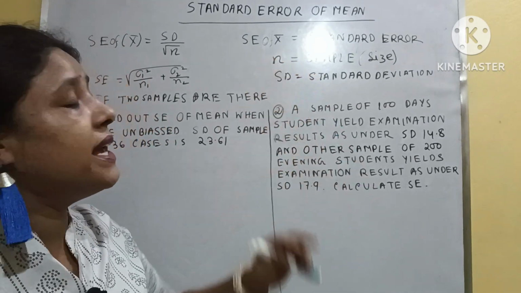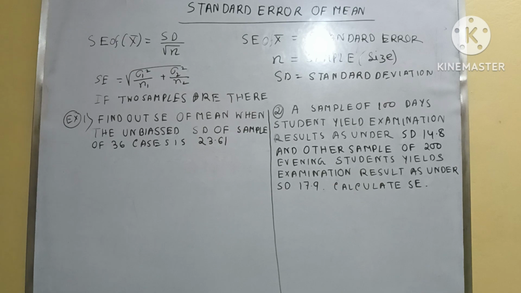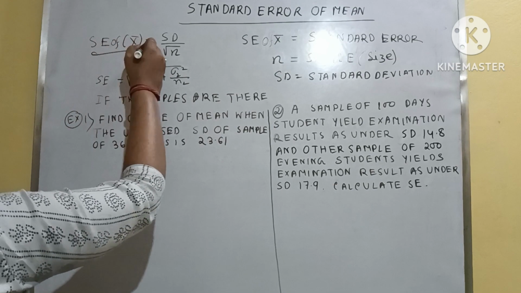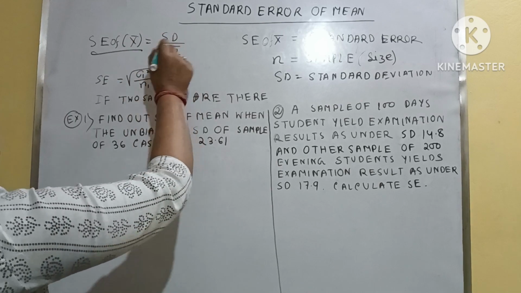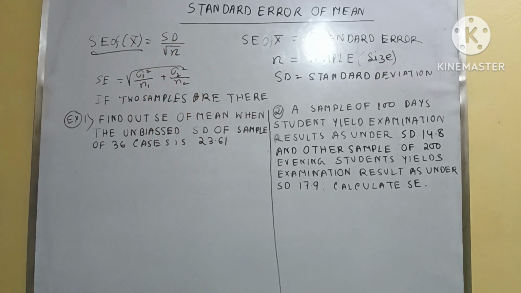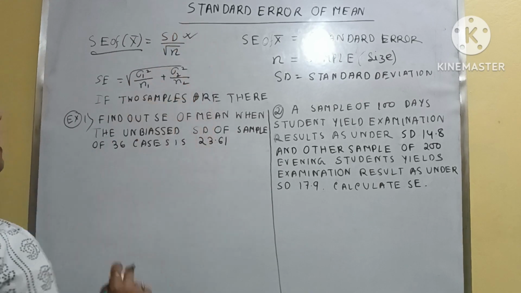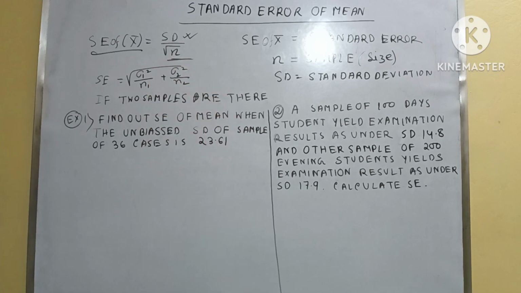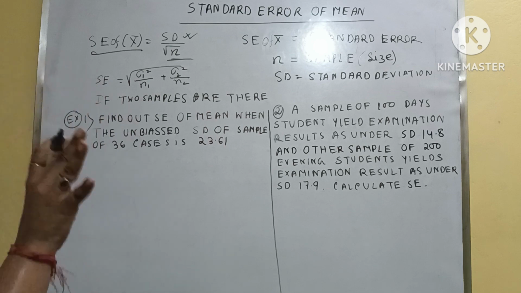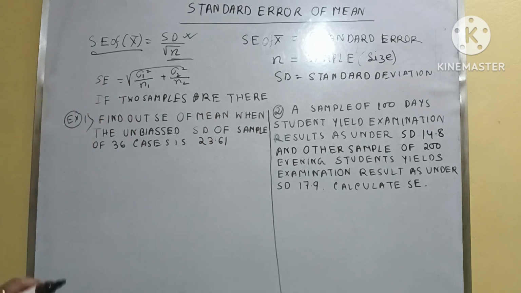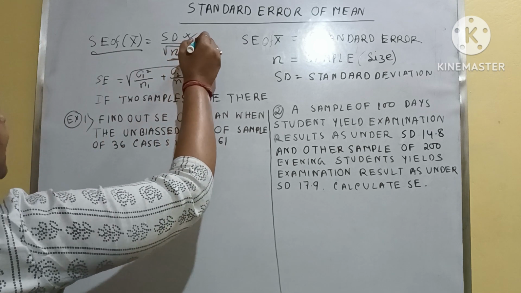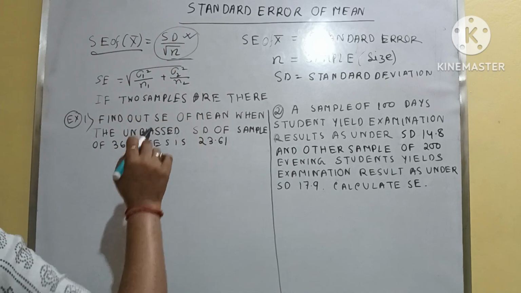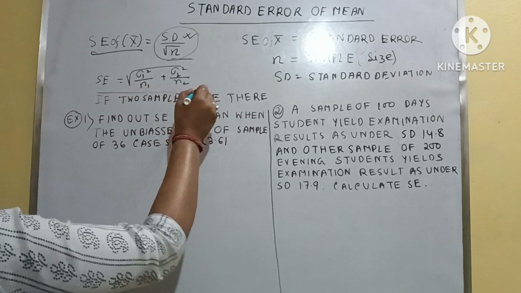This is the standard error of mean. Its formula is: standard error of mean equals SD divided by root over n. SD means standard deviation and n is the sample size. If there is only one sample, then we can apply this formula. But if there are two samples, then we have to apply this formula.